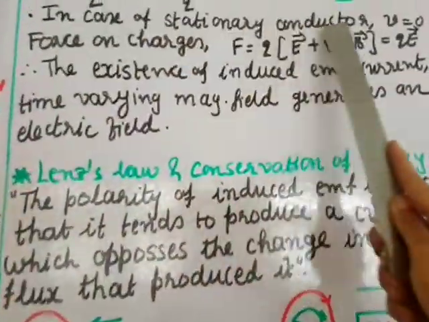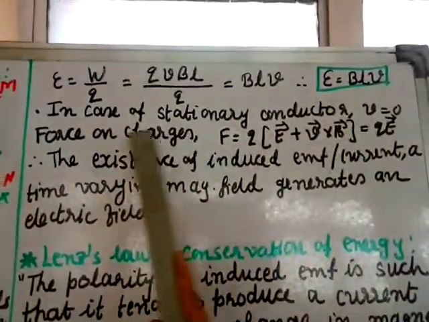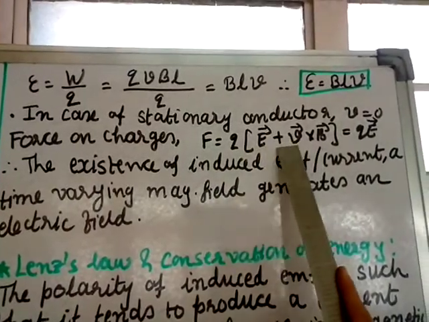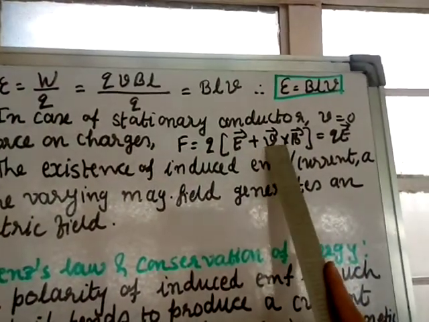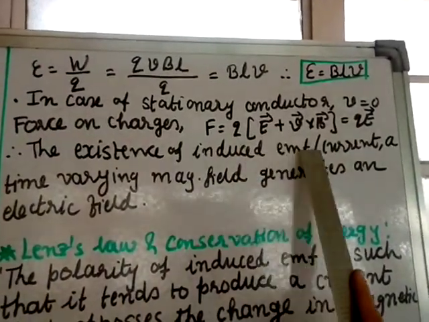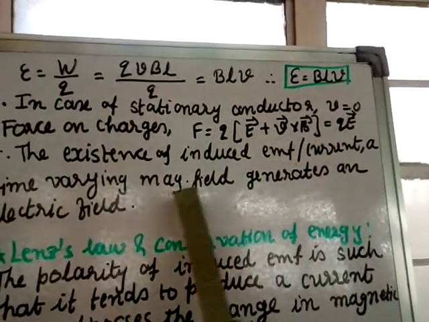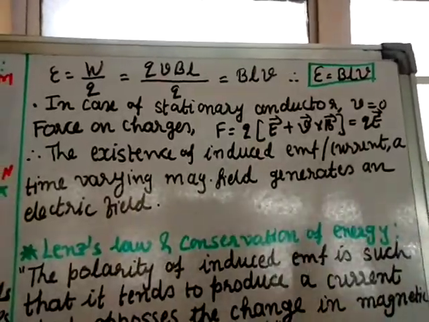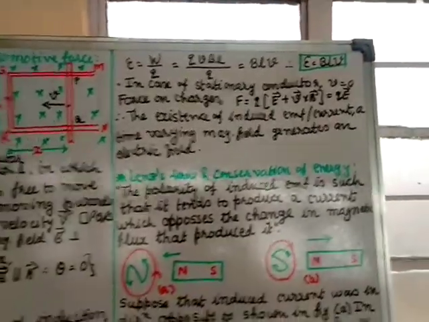In case of stationary conductor, V is 0. So the force will be given as F is equal to Q into E plus V cross B. V is 0, so this cancels, Q into E. So what we say? The existence of induced EMF or current: a time varying magnetic field generates an electric field. So electric field is generated here.